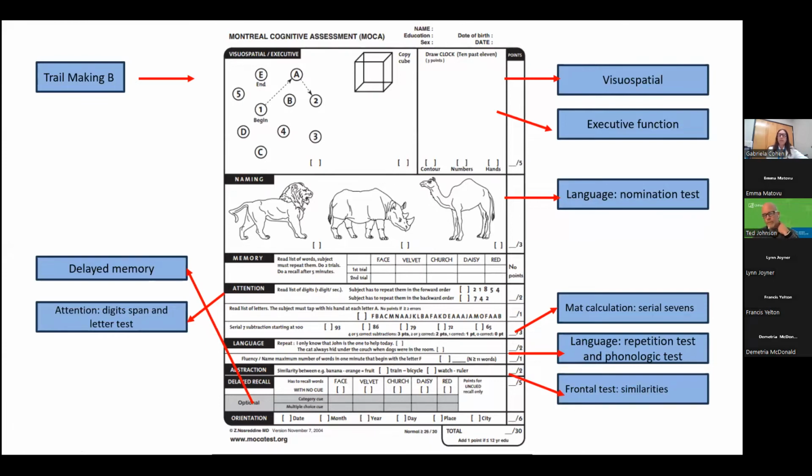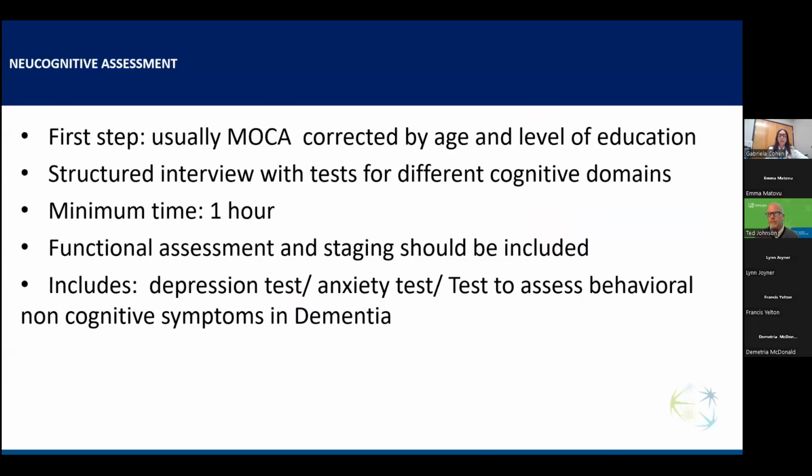So it's a good screening test because you're really trying to capture memory disorders, also a little bit of executive disorders, a little bit of language disorders, and there is also another very quick screen test for frontal dysfunction, where you see here the similarities, where you ask the patient in which way a banana and an orange look alike. This is really for frontal disorders. Okay, so you start with the MOCA.